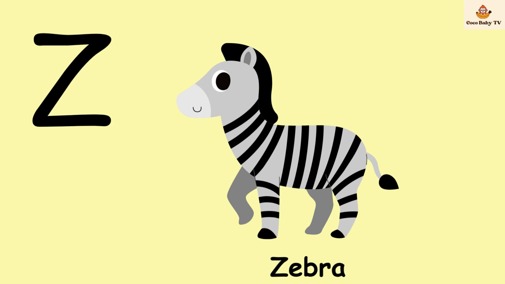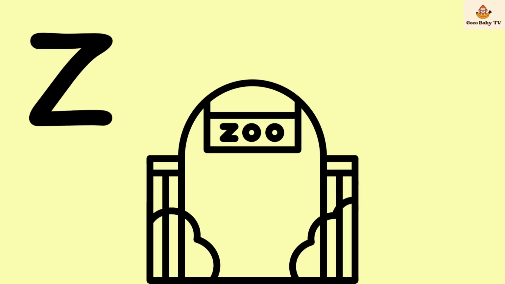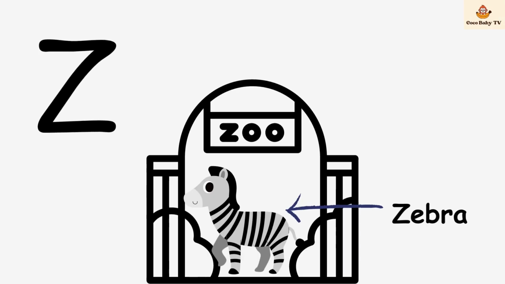Z is for zebra. Z is for zoo. Z is for zebra. Z is for zoo. A zebra in a zoo.